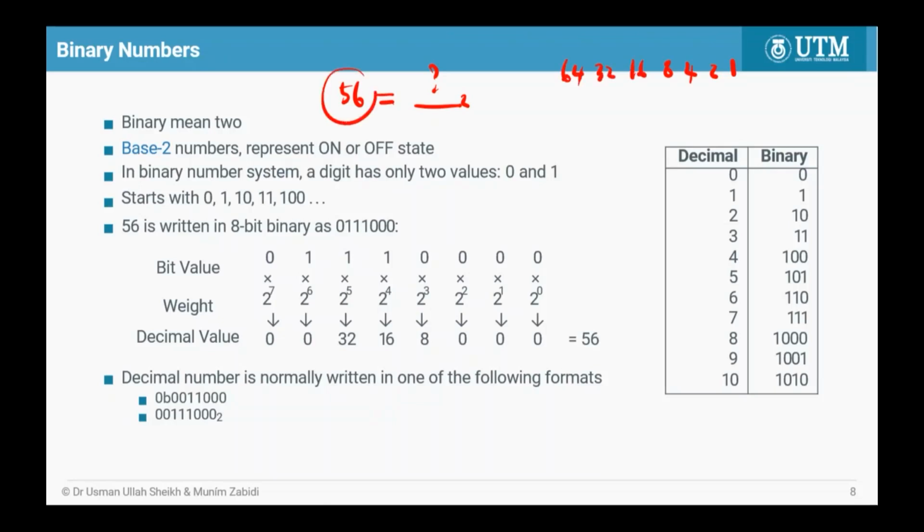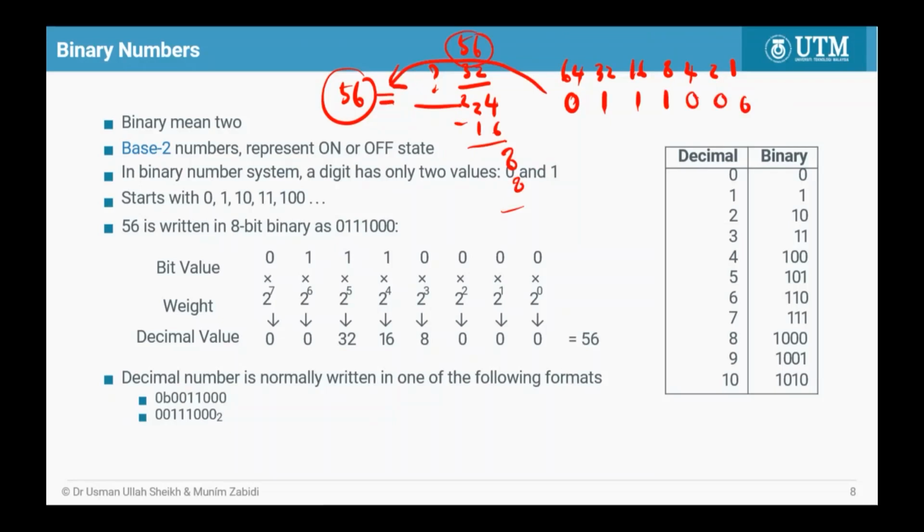Since this is 56, 64 is 0. And then for 32, you put 1 at 32. So now 56 minus 32, then you will get 24. So you put 1 at 16, minus again, and then you get 8 here, and you put 1. Then you have already made up 56, and the rest you just put 0. So this is the binary representation for number 56.